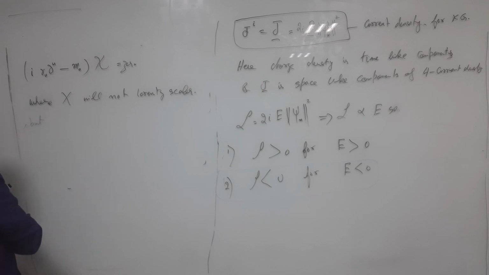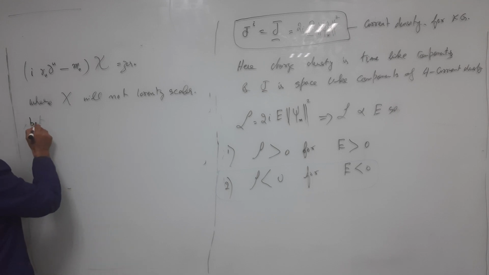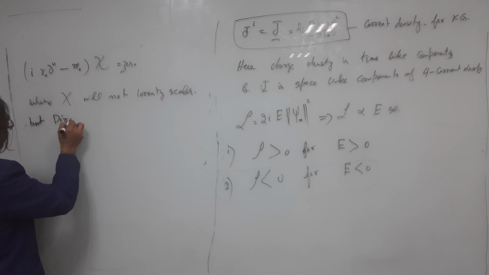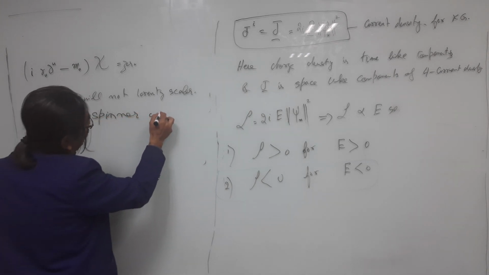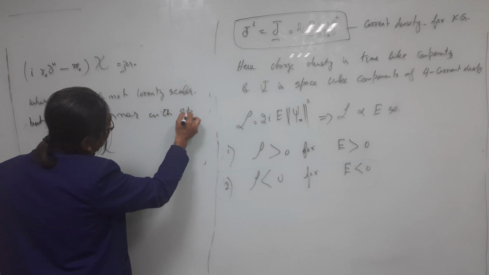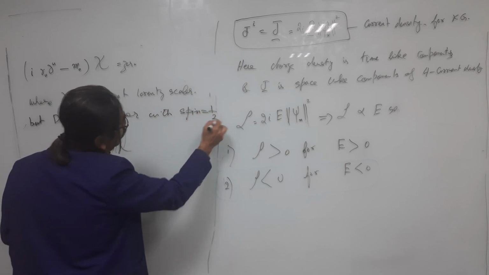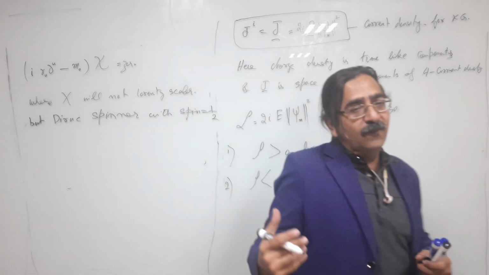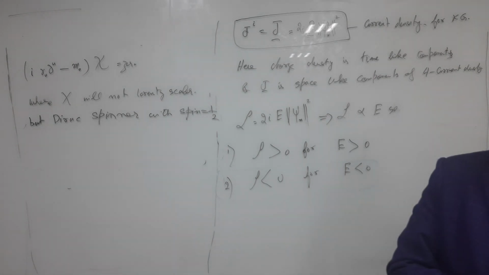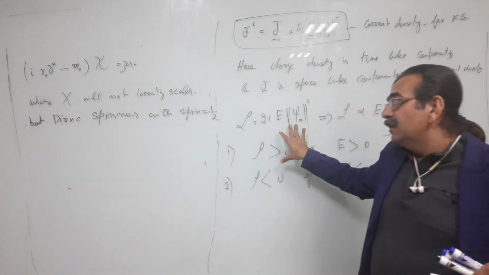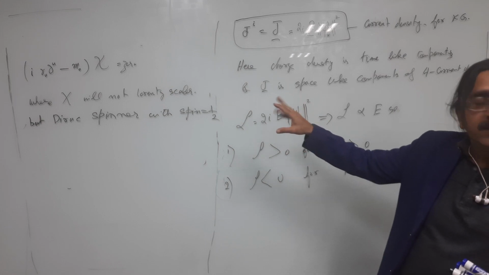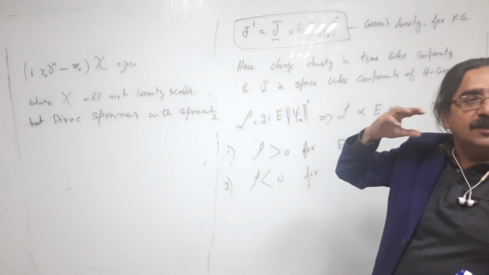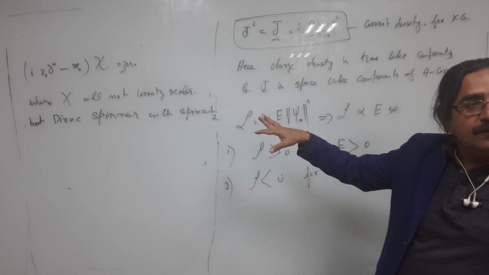It is a Dirac spinor with spin equal to 1/2. So this was specially designed for a lepton. The KG equation has no restriction on spin, there was no condition, but the Dirac spinor has a condition about spin.